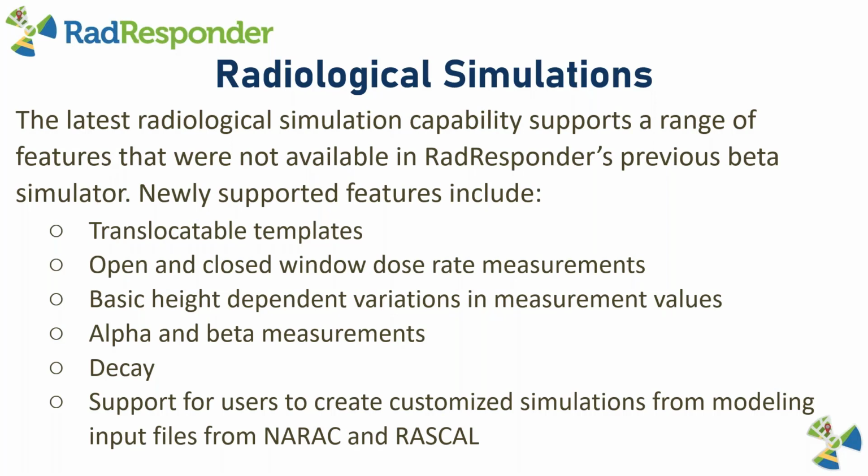But some of those newly supported features include the things you see enumerated here: translocatable templates, open and closed window dose rate measurements, basic height dependent variations in measurement values, alpha and beta measurements, decay, and support for users to create custom simulations from modeling input files from NARAC and Rascal. There is also a beta version of a hotspot capability we're going to be making available. So again, all of these are features that were not available in the previous version of the simulator, that some of you might have seen in the past.